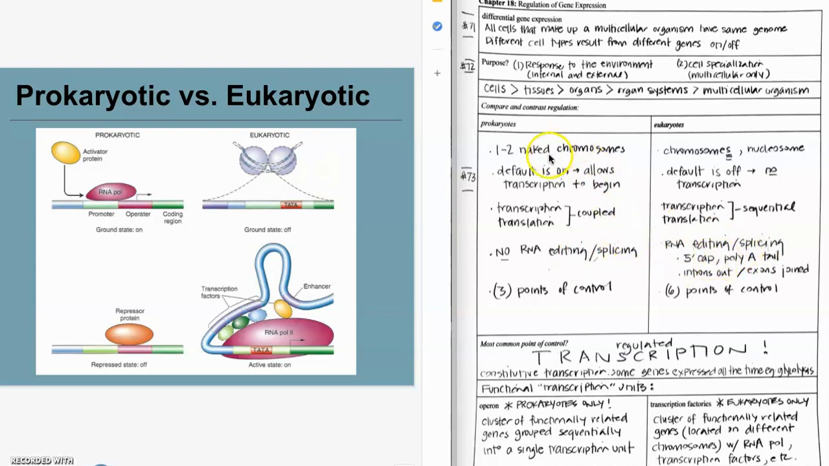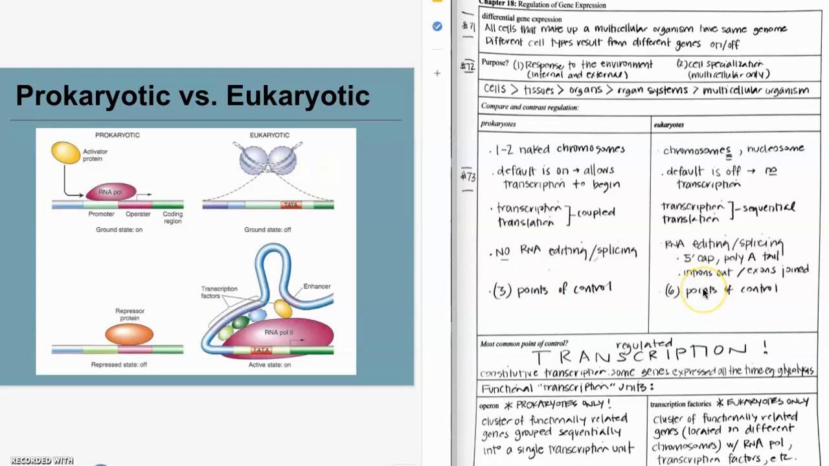Now, because of the difference in complexity of prokaryotes versus eukaryotes, we have different places where the process can be controlled. Again, recall that in chapter 18, you're reading and learning about the control of gene expression, the turning of genes on and off. And because it's simpler here, where we have coupled transcription and translation, the default being on, and no RNA editing, there's much less DNA. We only really have three main points of control in the prokaryotes. And we're going to talk about that in a little bit in another video.